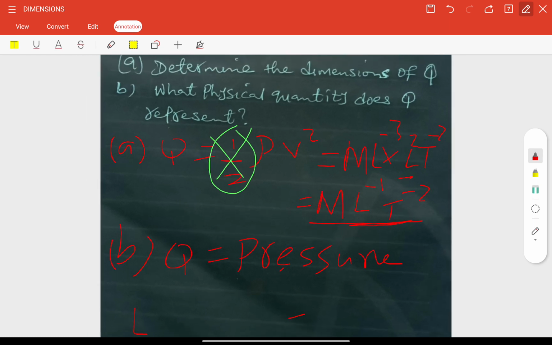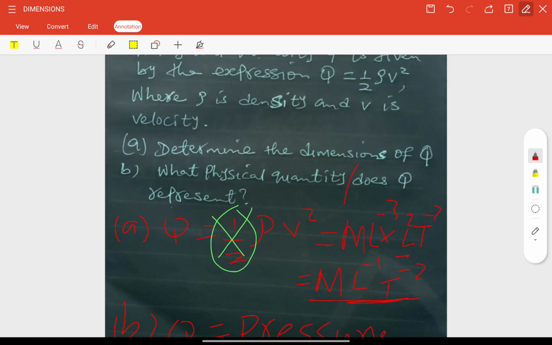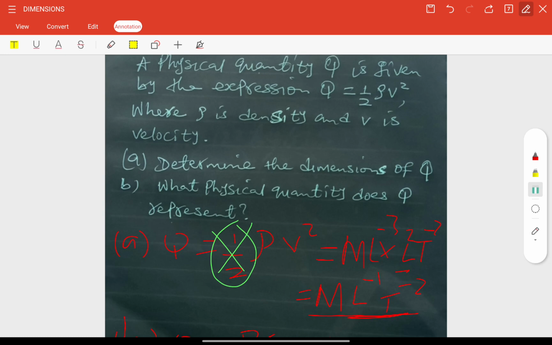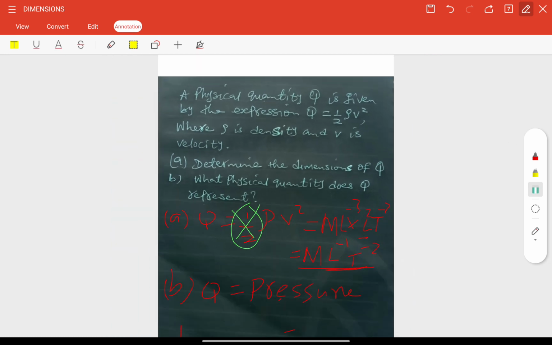So we have answered this question, and that is how to go about it. You can see the dimension here is M L raised to power minus 1, T raised to power minus 2, and then the quantity is pressure.